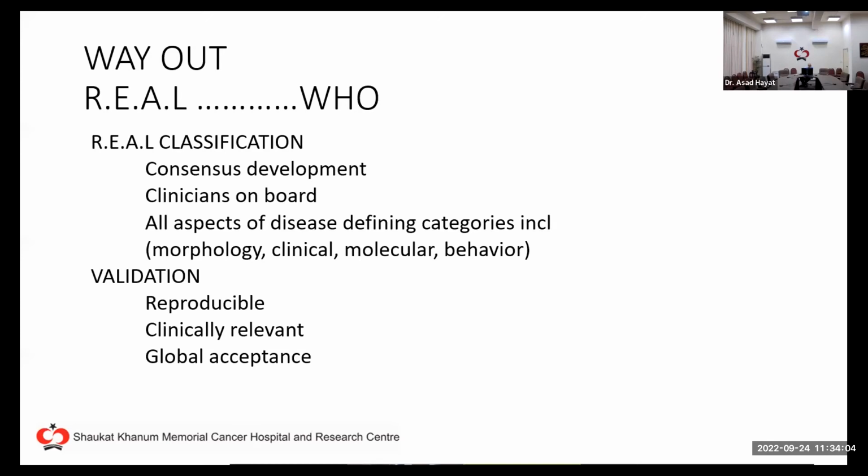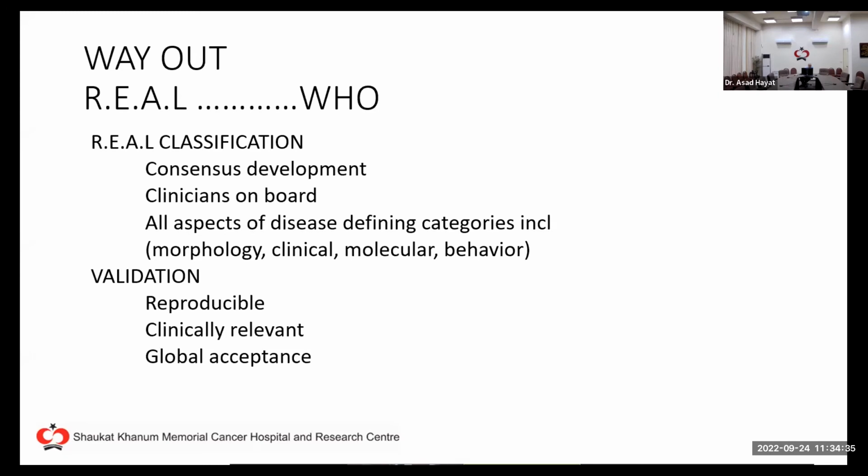So the REAL classification, as it was known, was new in the sense that it was a consensus with lots of experts. They had good input from the clinicians who were seeing the patients, treating them, who knew how these diseases were behaving. And it was, again, multifactorial, as we've already mentioned, with morphology, clinical, molecular, how things behave. And the efforts were that the criteria should be clear enough that these are reproducible.